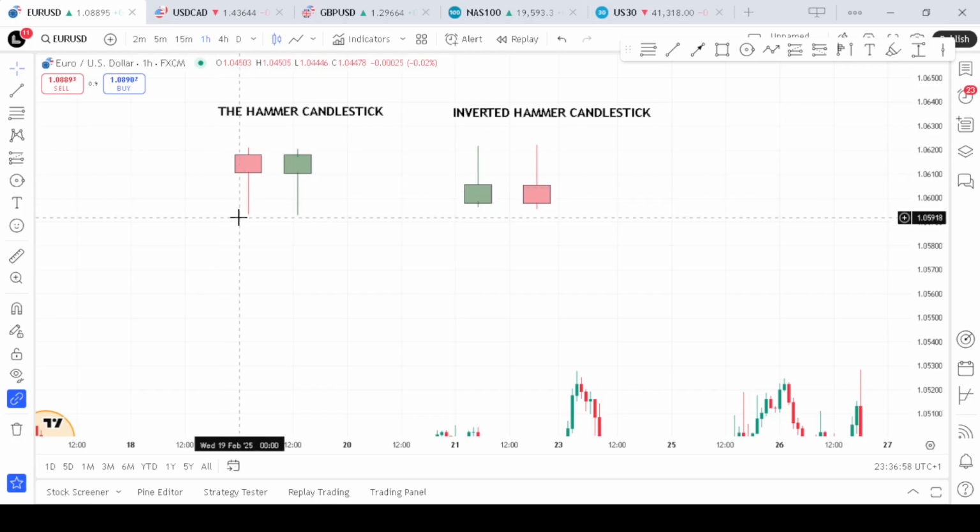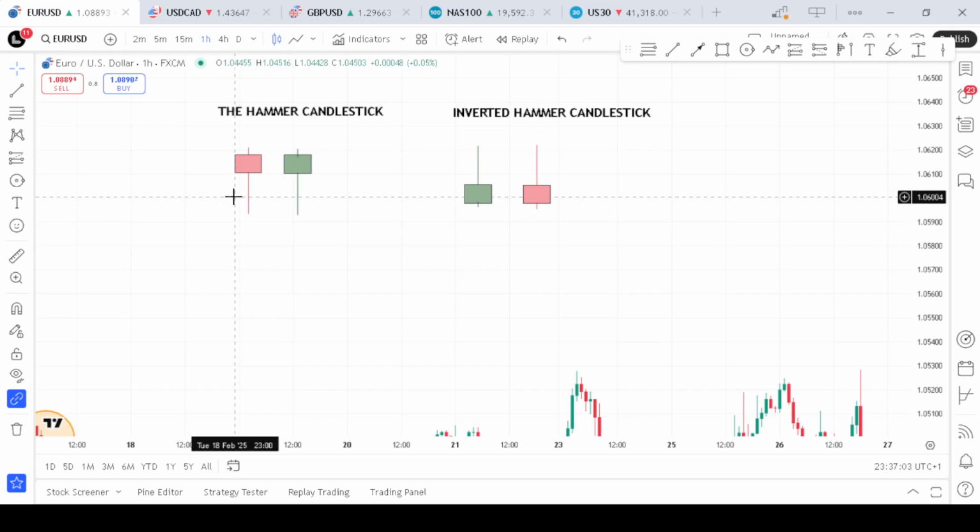It has a long lower shadow. This indicates that buyers are stepping in after the sellers had pushed price down. Price tried to push down, but buyers stepped up, carrying price to close above.